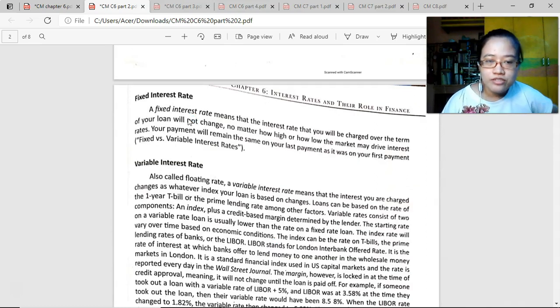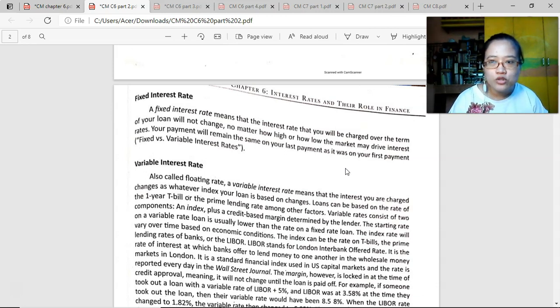Next, we have fixed interest rate. A fixed interest rate means that the interest rate that you will be charged over the term of your loan will not change, no matter how high or how low the market may drive interest rates. Your payment will remain the same on your last payment as it was on your first payment. Okay, so ito naman from the perspective of the borrower.